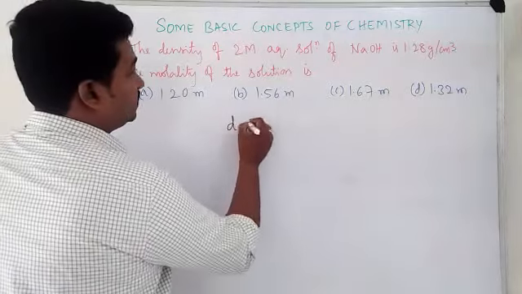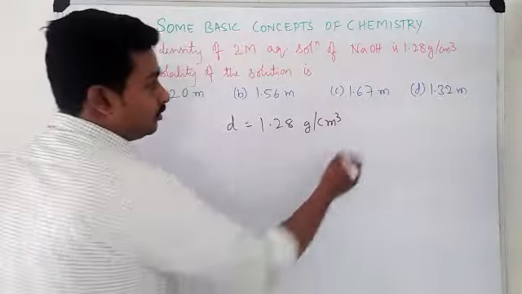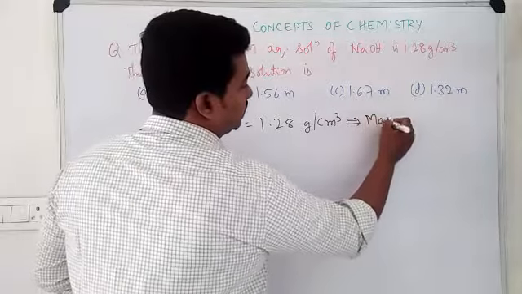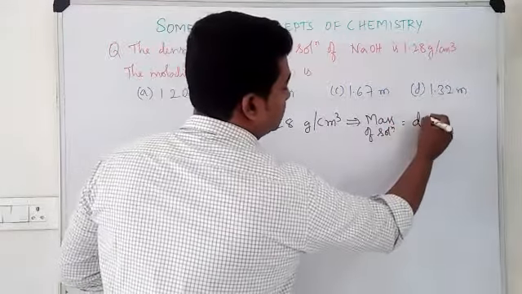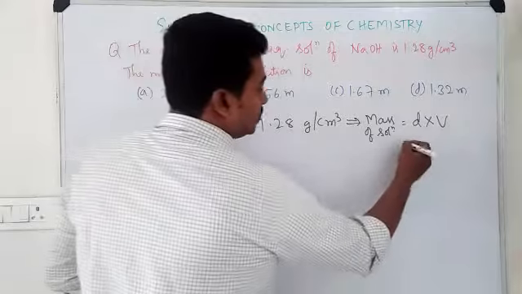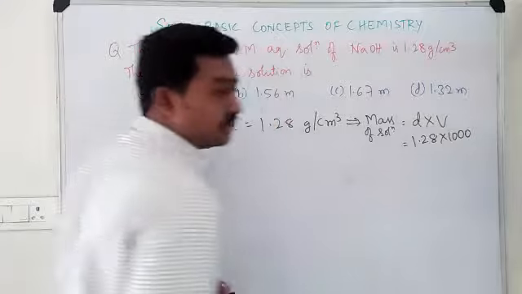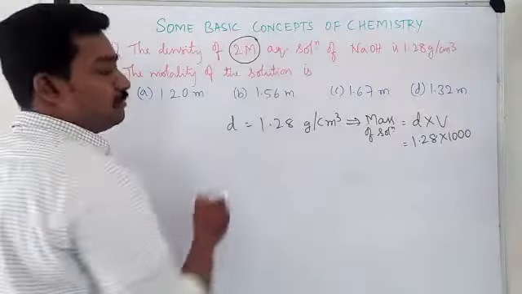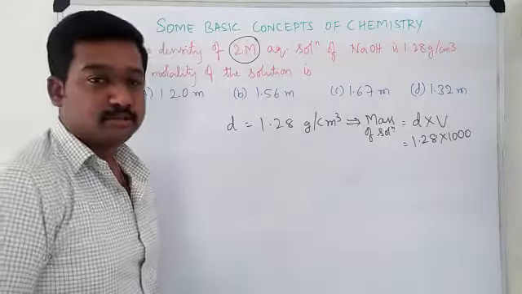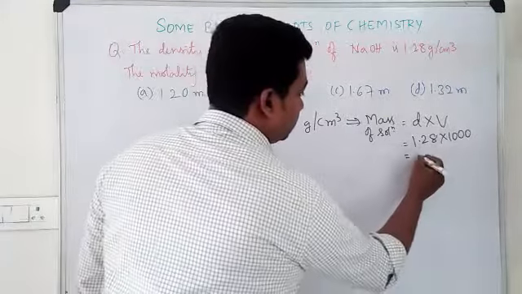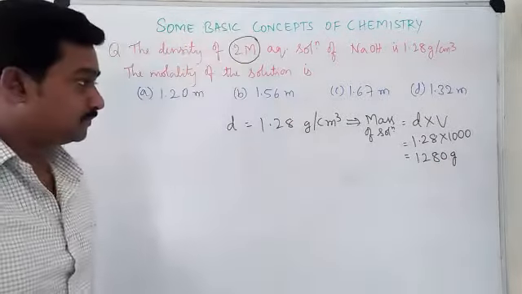Density is given as 1.28 gram per cm cube, which means the mass of solution is density into volume. So this is equal to 1.28 into 1000, because 2 molar means 2 moles in 1 liter. 1 liter volume is 1000 cm cube. Therefore, my answer will be 1280 gram. This is mass of solution.